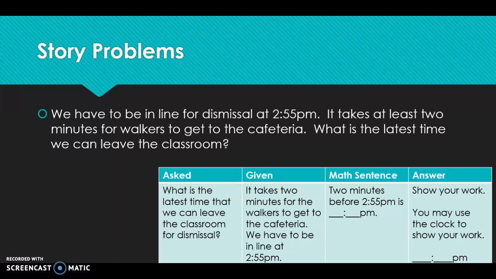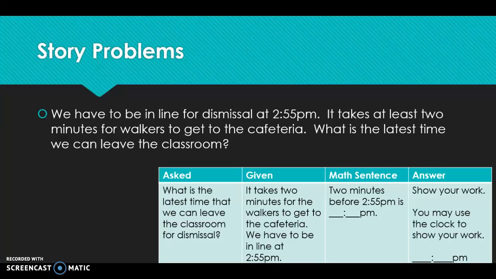So under asked, we want to figure out what the story problem is asking us. Well, it's asking us what is the latest time that we can leave the classroom for dismissal specifically. Let's look at given. It takes 2 minutes for the walkers to get to the cafeteria, so we know that. That is something that it tells us. Also, we know that we have to be in line at 2:55 p.m.